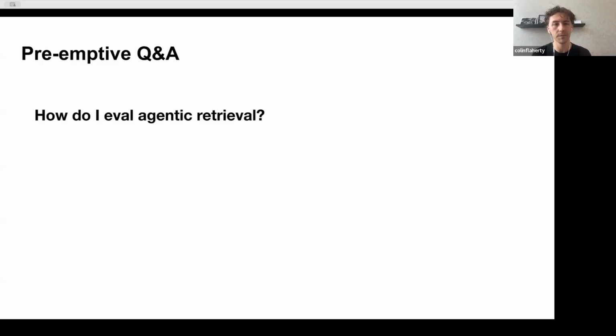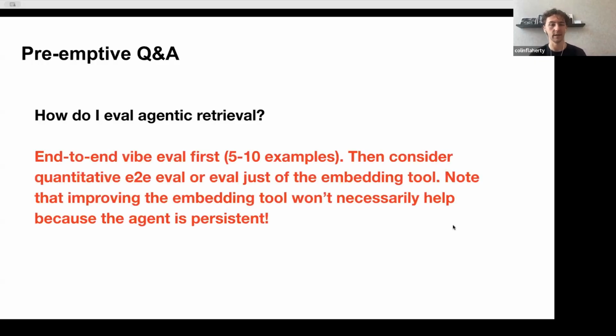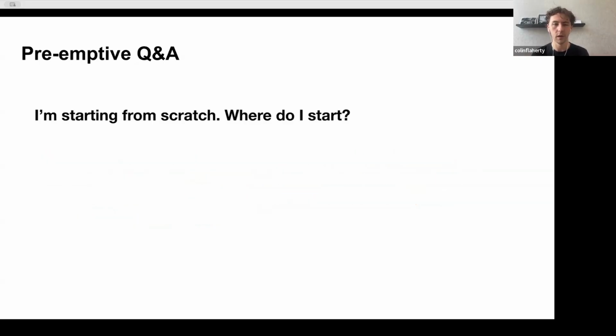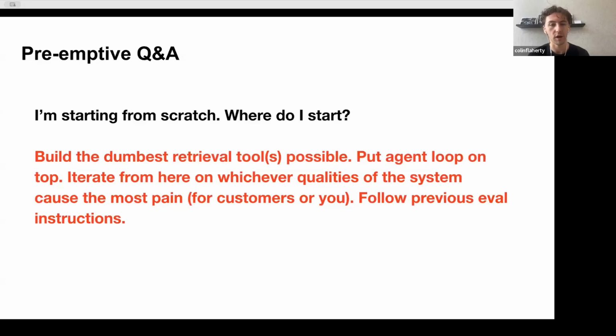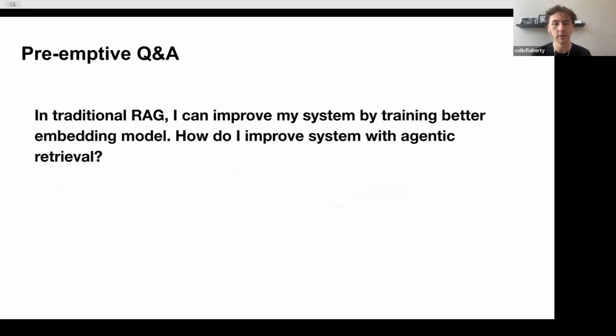How do I eval agentic retrieval? End-to-end vibe eval first. So 5 to 10 examples. Then consider quantitative end-to-end eval or eval just of the embedding tool. Note that improving the embedding tool won't necessarily help because the agent is persistent. So I'll give some anecdotes here from our experimentation. We were working on an embedding-based tool for SWE-Bench in particular, and we had some evals that we were using to hill climb just on that embedding model. And we improved the embedding model, but we found that the end-to-end result didn't improve because the agent was super persistent. So you always want to start with that end-to-end eval first, and then go from there depending on where the system is struggling. I'd suggest building the dumbest retrieval tools possible, put an agent loop on top, iterate from here on whichever qualities of the system cause the most pain for customers or for you, and follow the previous eval instructions.